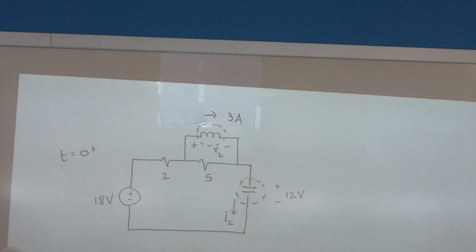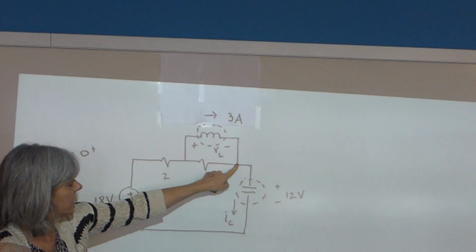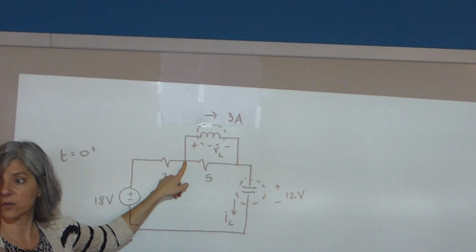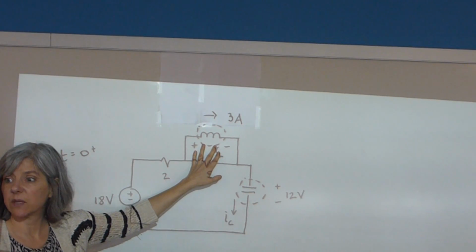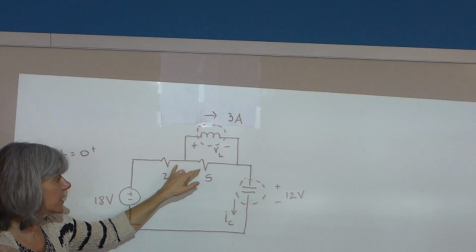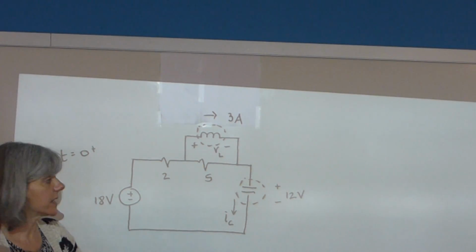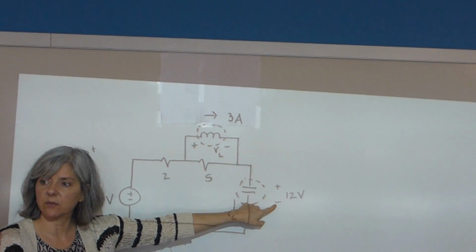If I use node, what am I going to do? I have two extraordinary nodes. Is it a supernode? Not a supernode, because that would be connected by a voltage source. So here I just have two node equations, except that this node is temporarily known.